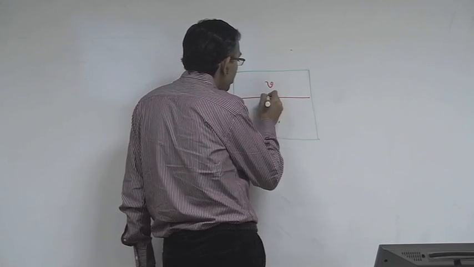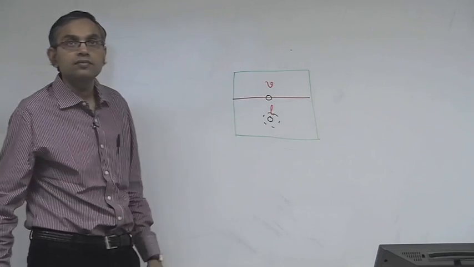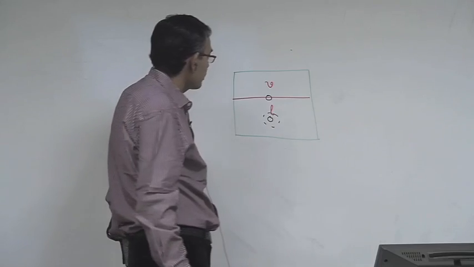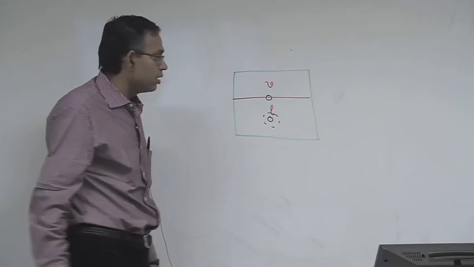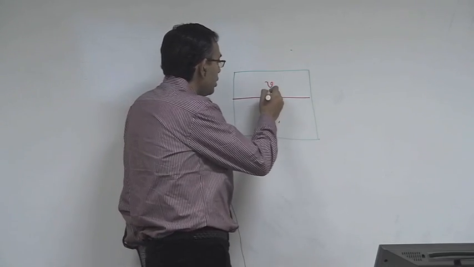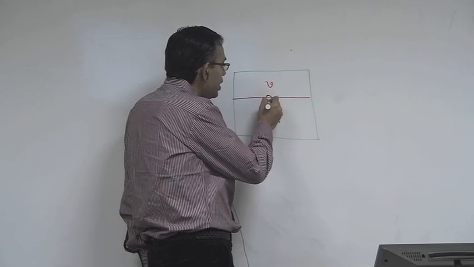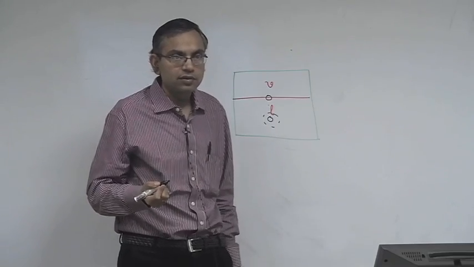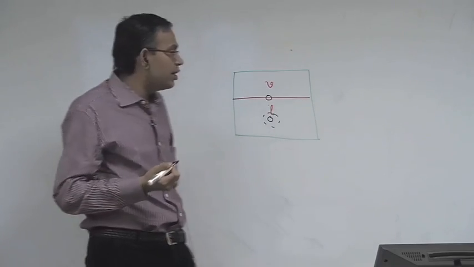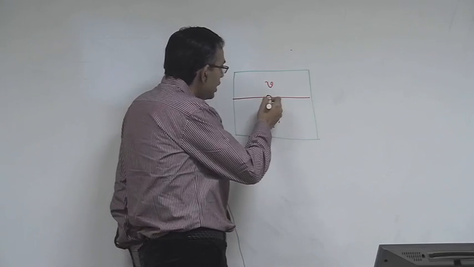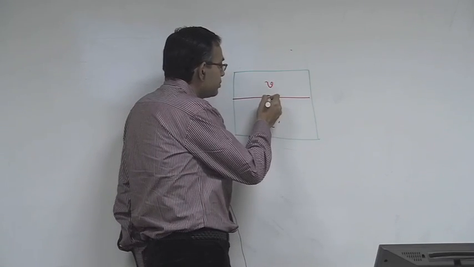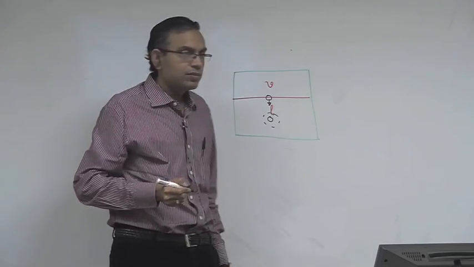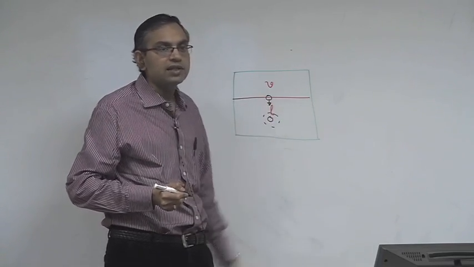However, consider a molecule on the interface. What is happening? On one side you have liquid and on another side you have vapor. Which is more dense, liquid or vapor? Liquid is more dense. Liquid being more densely packed, it is more likely that this molecule is attracted more strongly from the liquid side as compared to the vapor side.